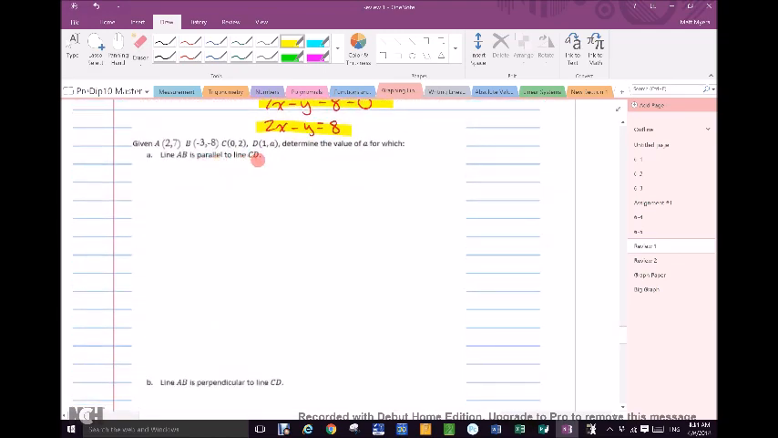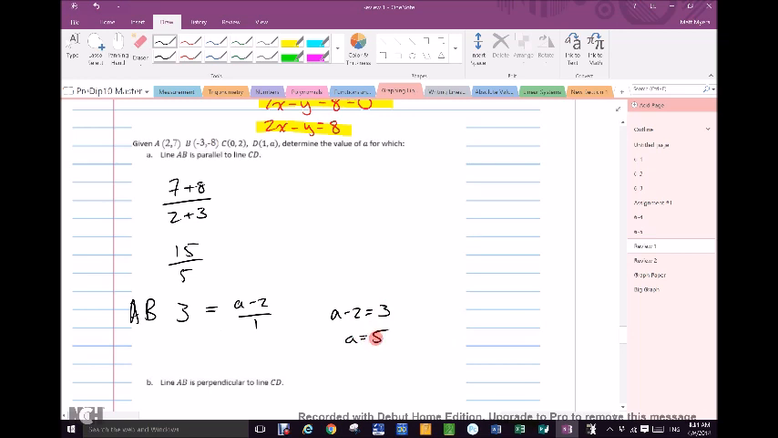If the line is parallel, then what do we know about AB and CD? They're the same. So AB is 7 plus 8 over 2 plus 3, which is 15 over 5, which is 3. So that's AB. And if they're parallel, they equal CD, which is A minus 2 over 1, right? And then I cross multiply. A minus 2 equals 3, A equals 5. Yeah?